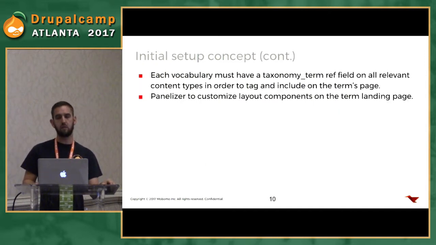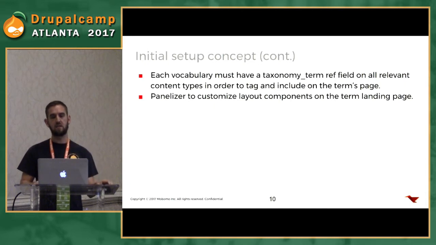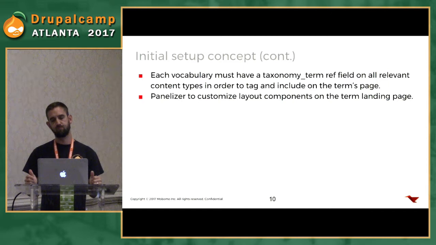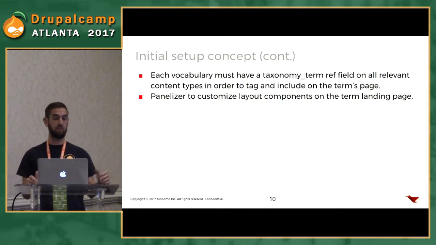So each vocabulary must have a taxonomy term reference on all relevant content types in order to tag and include on term space. So, what was I trying to say with this point? I'm not real sure. Let me skip that.